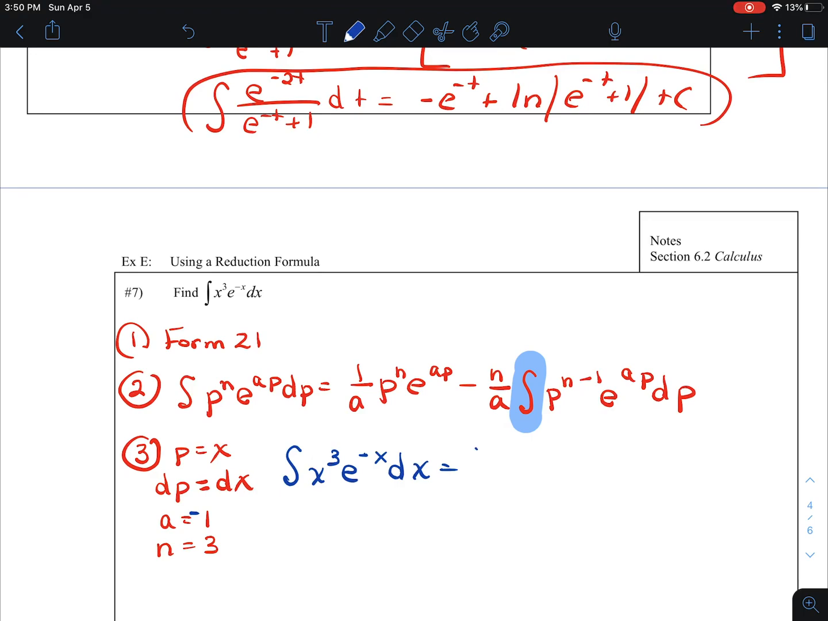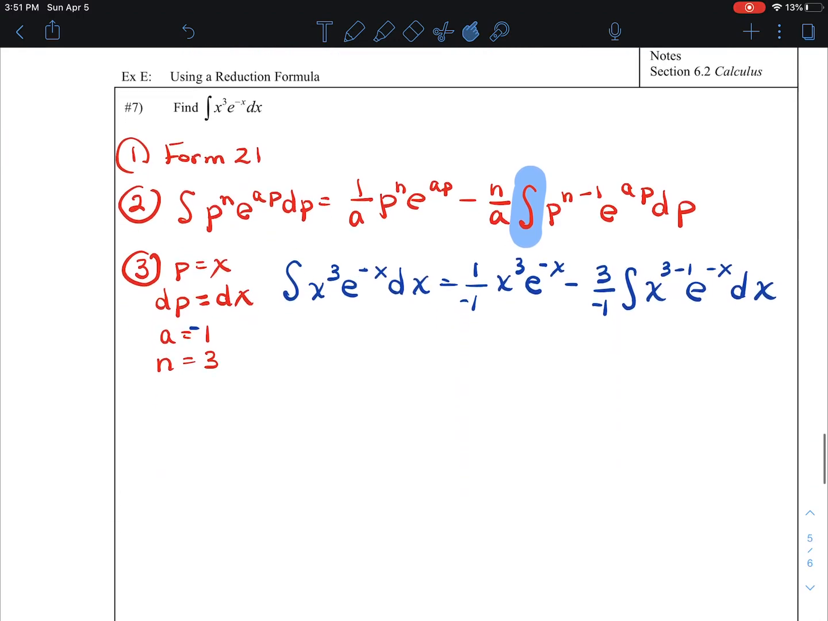Now I'm going to come over to the right side and make those substitutions. All the p's become x's, all the n's become 3's, a's are -1's. I have this integration symbol though. Now, we cannot stop our problem here. Since our answer is supposed to be the right-hand side, we cannot have an integration symbol here. We need to keep going until we get to the point where we can safely integrate this section on our own.